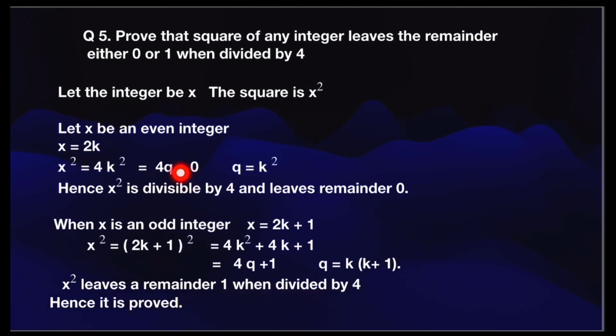See here, if it is even, it will be 0. In this case it's odd, so it's leaving a remainder 1 when divided by 4. So we have, for every even integer it will leave a remainder 0. For every odd integer it will leave a remainder 1. So the square of any integer leaves the remainder 0 or 1 when divided by 4.